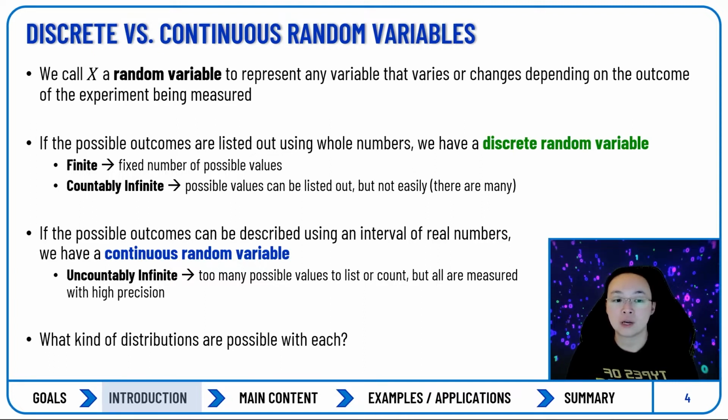Now, in that case, what happens if your data set truly is infinite? So if the possible outcomes can be described using an interval of real numbers and can be modeled by a continuous function, then we call that a continuous random variable. In these cases, these variables are going to be uncountably infinite. So there are too many possible values to list or count, but there's a very, very high level of accuracy and precision when we measure those values. So now our question is going to be, what kind of distributions are possible with each?